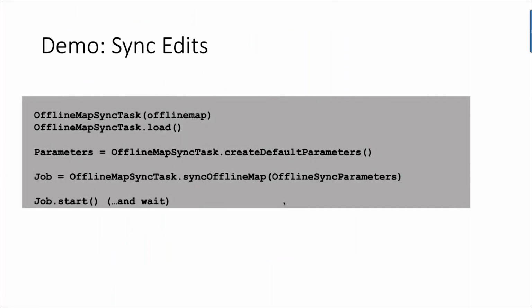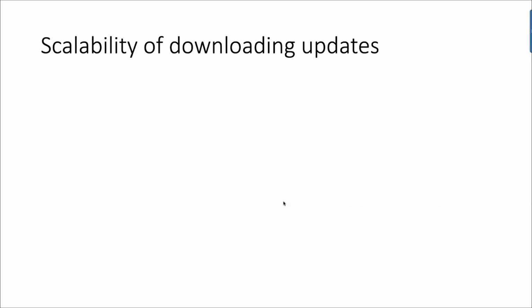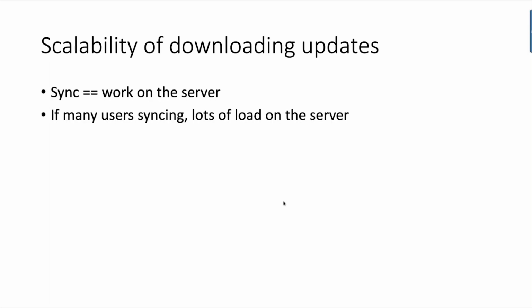We saw that was pretty straightforward, though. We took the offline map sync task, created default parameters, and synced the offline map. Runtime took care of updating the map display and everything. Had additional records come down from the server, there weren't any in this case, we would have seen them. Now, every time you do a sync, it does involve work on the server, and that has an impact on scalability if you have a lot of users syncing.